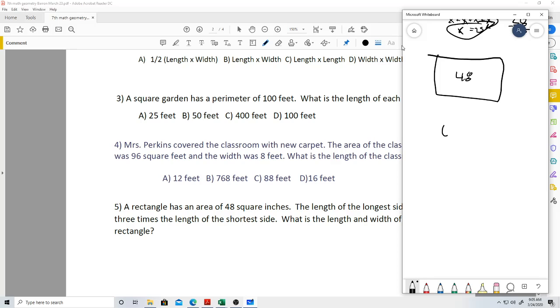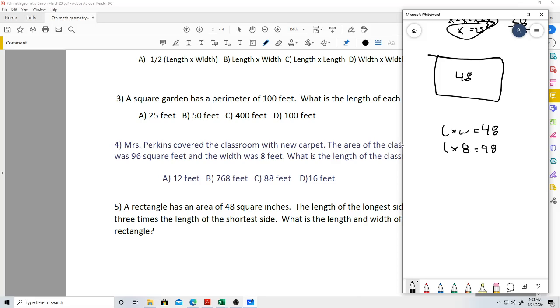What is area? It's length times width, right? Equals 48. Now, what did they give us? They said the width is 8. So now we can come in here to this formula and just say, okay, length times 8. Because that's the width, right? Width was 8 equals 48. Now, just like this problem up here, we have length times 8 equals 48.